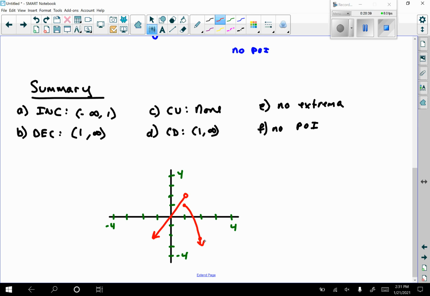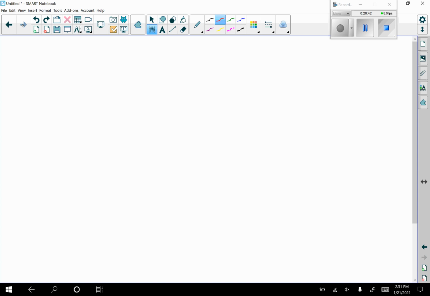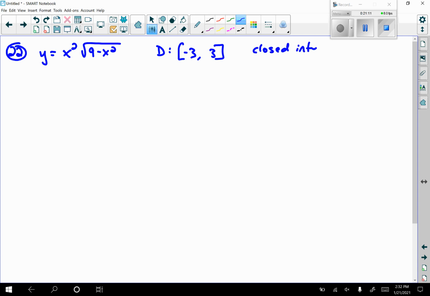All right, so let's go through number 22. Very similar to number 11 as far as stating the domain and finding first and second derivatives. So here we have x squared times the square root of 9 minus x squared. So our domain, what would make this 0 is when x is -3 to +3, and we have to stay within them, because if we were larger than +3 or less than -3, we would get a negative underneath our radical. This is also a closed interval, so the extreme value theorem applies here. We're guaranteed an absolute max and absolute min.